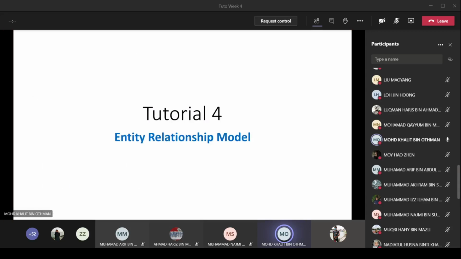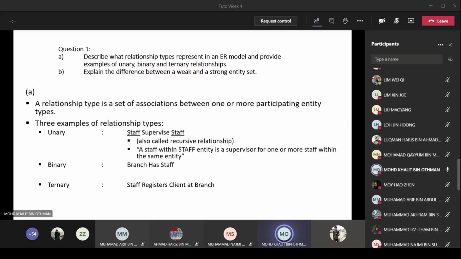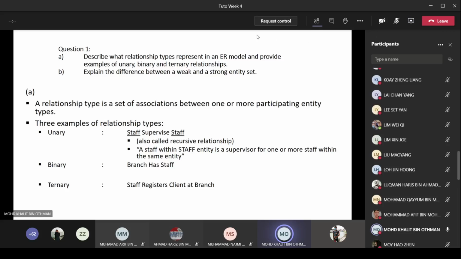Question 1, we have two questions. First, you have to describe what relationship types are present in an ER model and provide examples of unary, binary, and ternary relationships. This is a theoretical question. If the question is based on theory, you can directly get the answer from our lecture note or our reference book, or from the internet, or from YouTube. And the second one is to explain the differences between a weak and a strong entity.